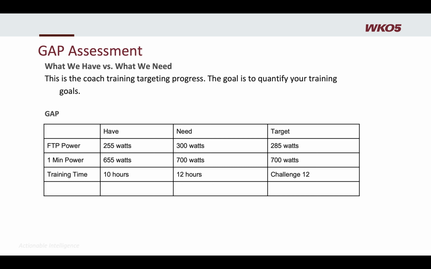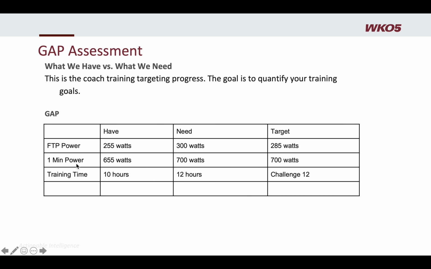But I also have a target column because sometimes, and I bet you most coaches have run into this, you have a scenario where the need is higher than you think you can actually deliver. Maybe that gap, right, is so big. So this analysis process and doing a gap assessment with your athlete can oftentimes ground them in the appropriate expectations, because I don't know if I could take an athlete in 20 weeks and take their threshold from 255 to 300 unless they're just getting off the couch. So you might have a slightly different target.